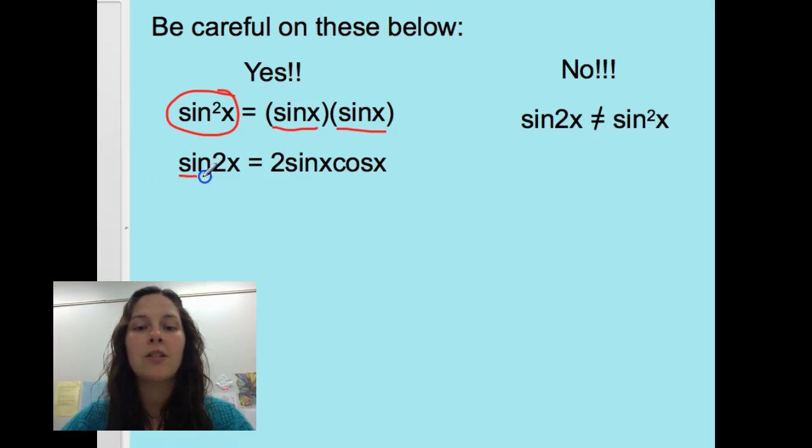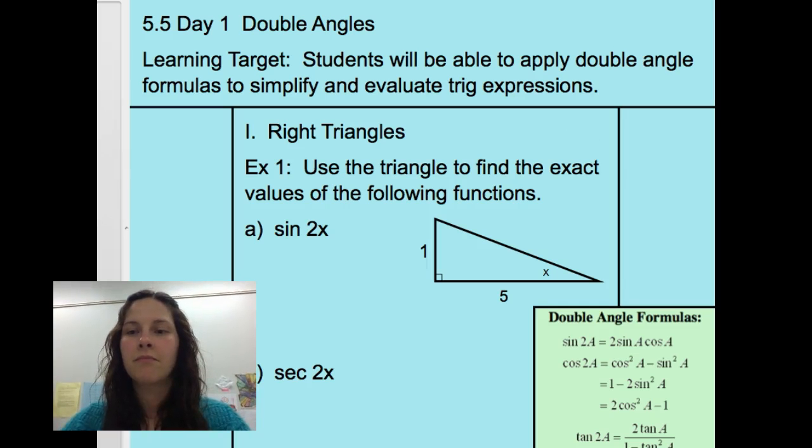Sine of 2x, this is one of those double angle formulas. And this is what sine of 2x equals: 2 times sine x times cosine x. Sine of 2x does not equal sine squared. So be careful with those notations. All right, so let's see how to evaluate using our double angle formulas.